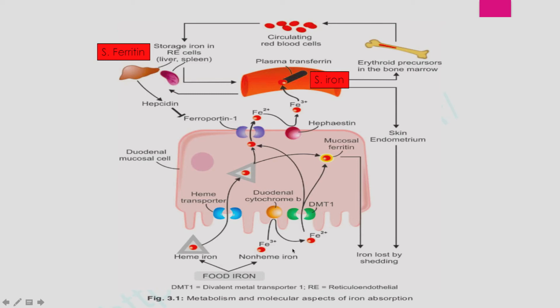Heme iron is the iron from meat products or animal sources. If the iron is coming from meat products, it is coming from the hemoglobin itself, so that is the heme iron. And the non-heme iron is the plant-based source, for example spinach, for example pulses. This non-heme iron is in the ferric form, Fe+3.